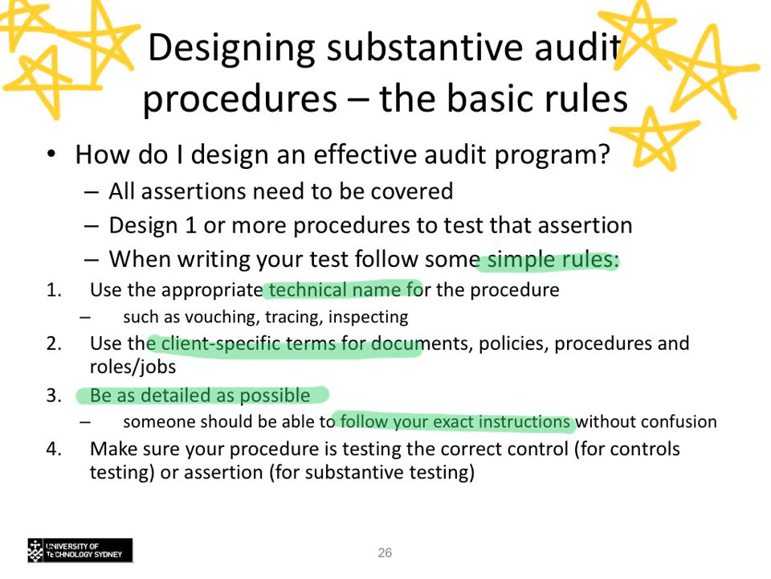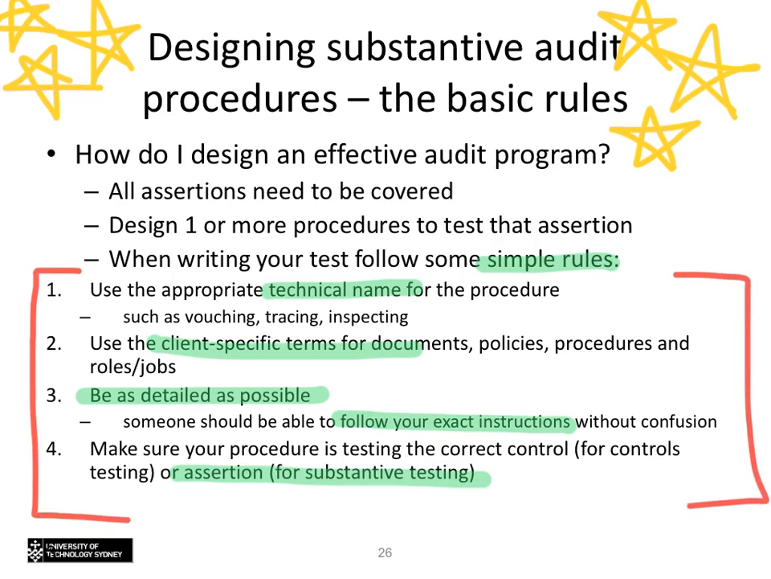And then the last one, make sure our procedure is testing either the correct control if your control's testing or the correct assertion. There's no point in vouching if you're testing completeness. It's completely the wrong sort of test. So you need to do the right thing. Now, if you can get these 4 points under control, and you can design procedures and create procedures using those 4 points, you are going to be absolutely fine in this subject.